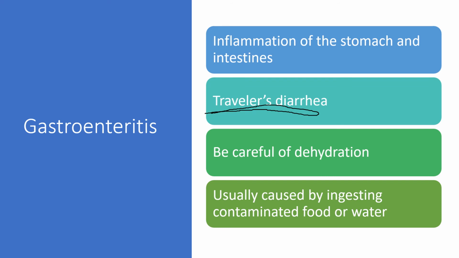And with any type of diarrhea, it's really important to be careful of dehydration, because with diarrhea, you're having watery stool. You're losing a lot of water, you're losing a lot of electrolytes. So it is very important to remain hydrated and make sure that you are replenishing your electrolytes as well. And it's called traveler's diarrhea because it's usually caused when the person travels by ingesting some type of contaminated food or water that their stomach may not be used to, with a higher number of bacterial pathogens or foreign bacterial pathogens that they've never experienced before.